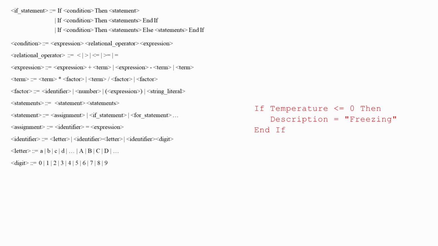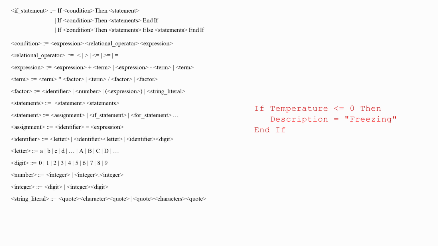Letters and digits, of course, need to be defined. A number also needs to be defined. This language allows for reals and integers. In this language, a string literal is a character or a group of characters inside a pair of quotes. So it could be defined like this, leaving us with the task of defining a character and a group of characters, and of course a quote.